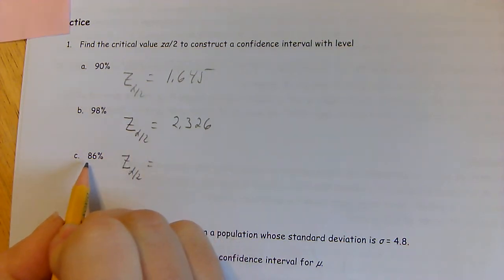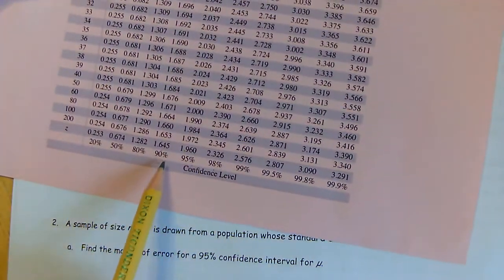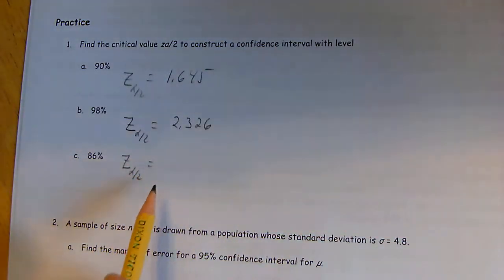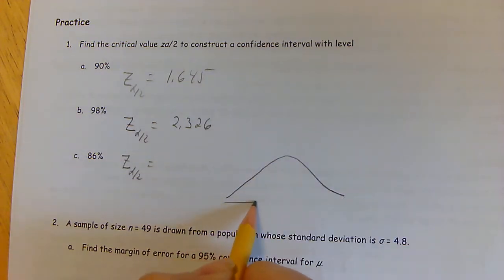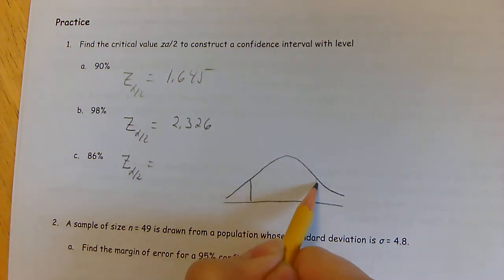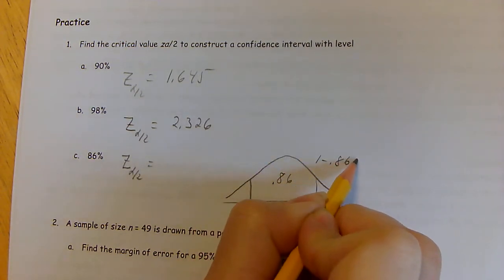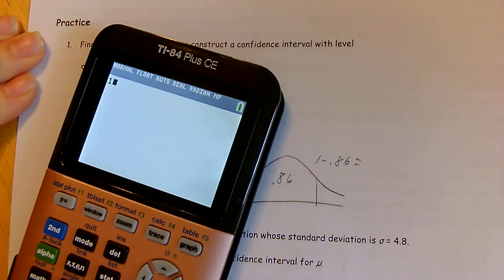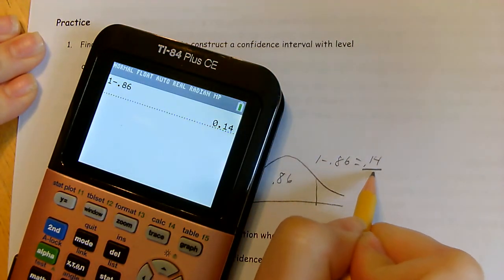For 86% confidence, my critical value is not on this strip. So I have to use my yellow table to get the critical z-value. It's centered in the middle. For 86% confidence, 1 minus 0.86, I've got 14% between the two tails.